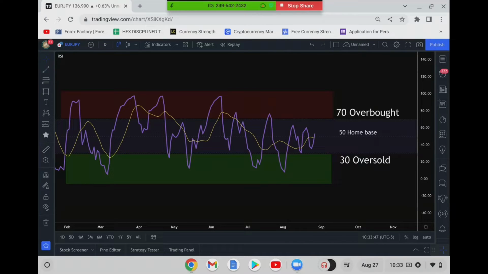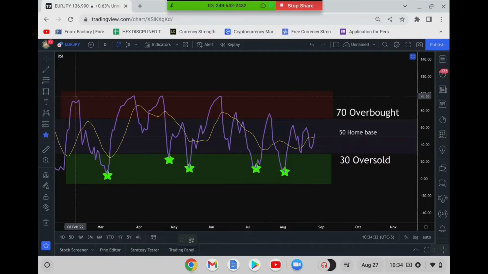As you can see, we have multiple points here where price was oversold. This was an opportunity for us to buy. Let me change this to green. This was an opportunity for us to buy when price came below our 30. This was another opportunity to buy, and another, and another. And then we had a final opportunity to buy.